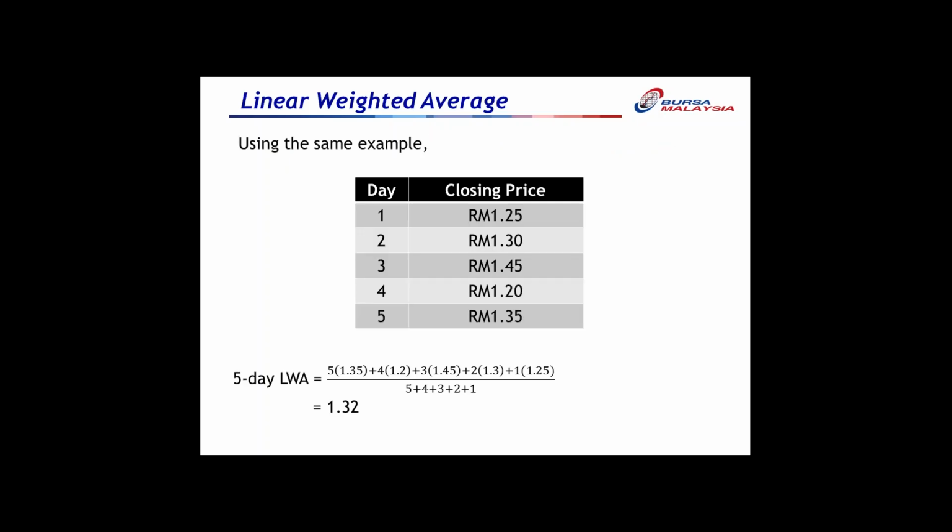Okay, the example is, let's say this is a five-day price. The 5 day linear moving average is, you see the 5th day, 1 ringgit 35 cents times 5, the 4th day times 4, the 3rd day times 3, the second day times 2, and the 1st day times 1. So altogether, I divide by the summation of 5 plus 4 plus 3 plus 2 plus 1, which is 15, and get the price. So the average price for the 5 day linear weighted average is 1 ringgit 35 cents. You get what I mean?